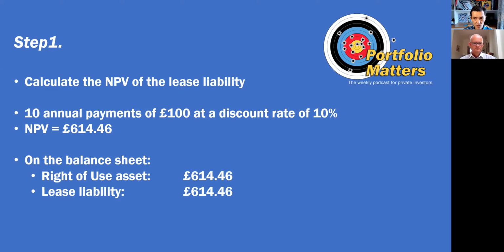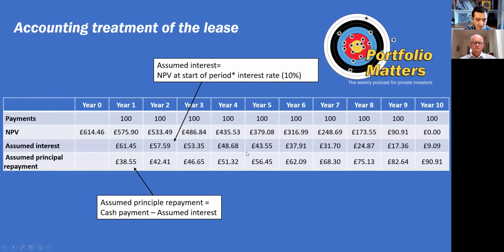£614.46. So on the balance sheet, you create a right of use asset of £614.46 and a lease liability that is also of the same amount. And this is how you treat those two items.